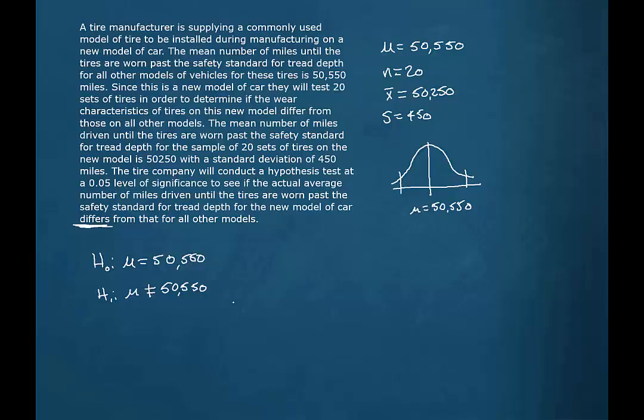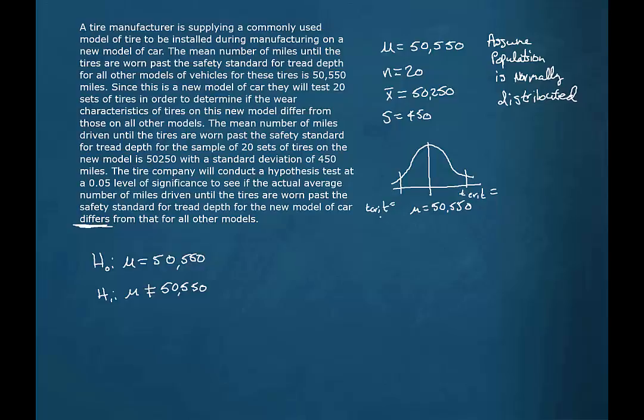Now, there is an assumption that has to be made here. Since our sample size is not at least 30, we have to assume that the population is normally distributed. Now, the next thing that we need to do is establish some critical values, some critical t values. And it's going to be a t critical value because we do not know the population standard deviation. We know the sample standard deviation.